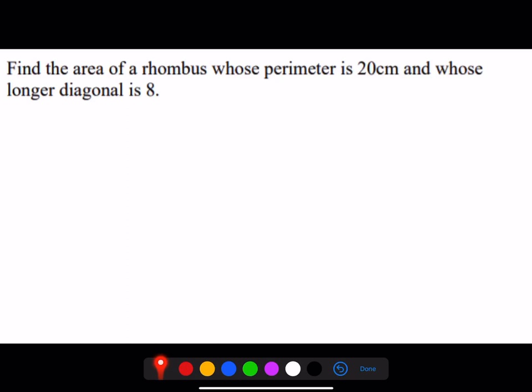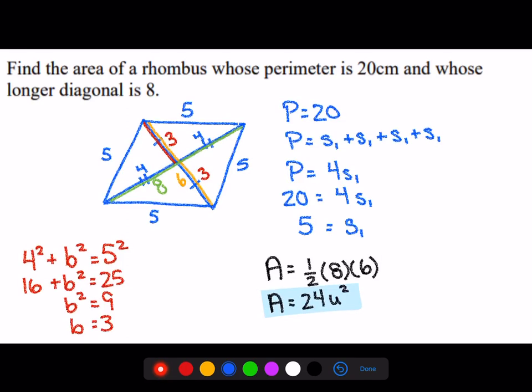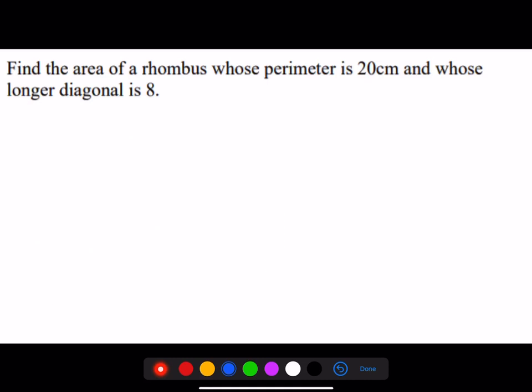All right. Next up, go ahead and draw this one out if you can. Try it out. I'll go ahead and start drawing it myself as well. Pause the video if you need to. So, find the area of a rhombus whose perimeter is 20 centimeters and whose longer diagonal is 8.